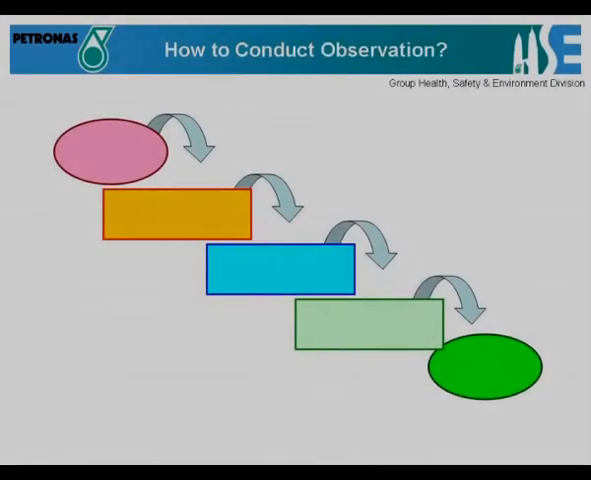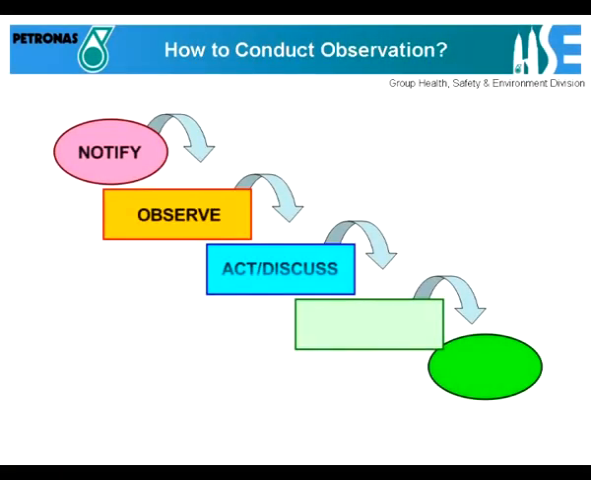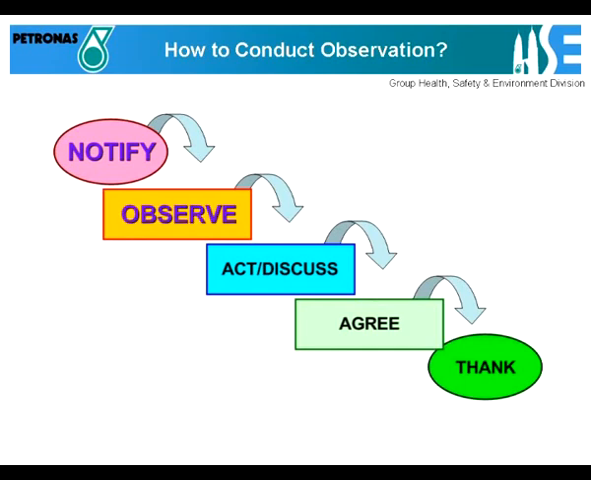There are 5 steps in the observation process. They are: notify, observe, act and discuss, agree, thank.